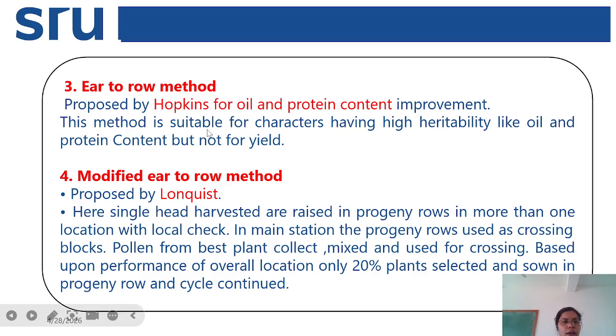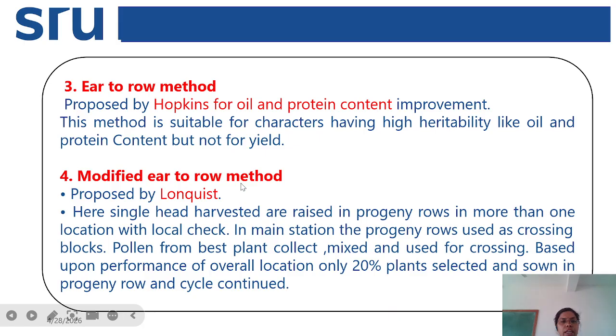And next is the ear to row method. This ear to row method and modified ear to row method are mostly used in the maize crop. The ear to row method was proposed by Hopkins. This is the exclusive method for oil and protein improvement. Generally, this method is suitable for characters which have high heritability, like oil and protein content, but not for yield. It is mostly used to improve oil content and protein content, but not yield.